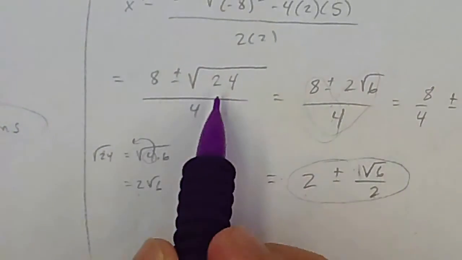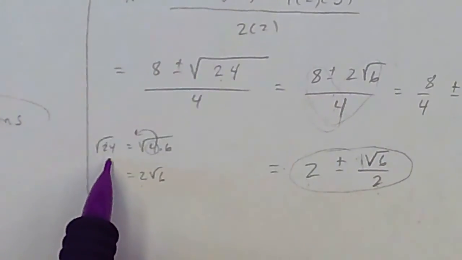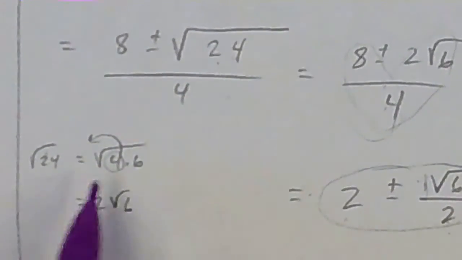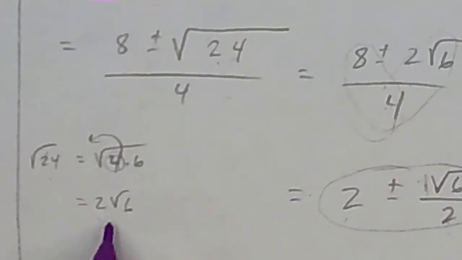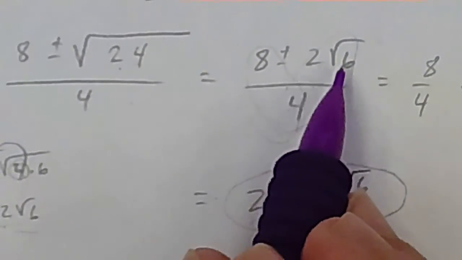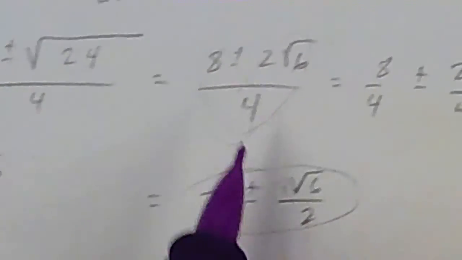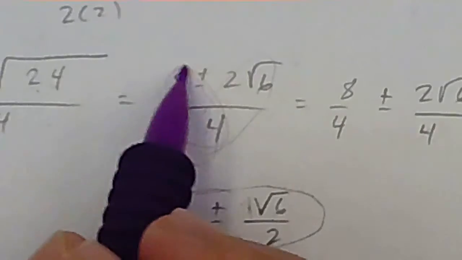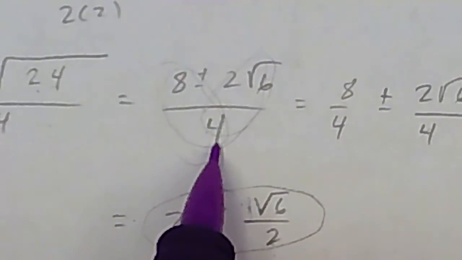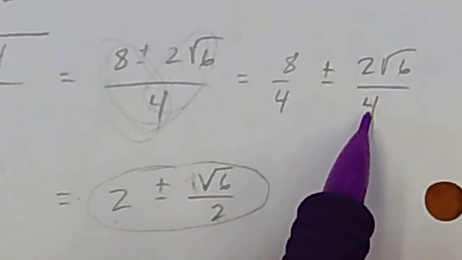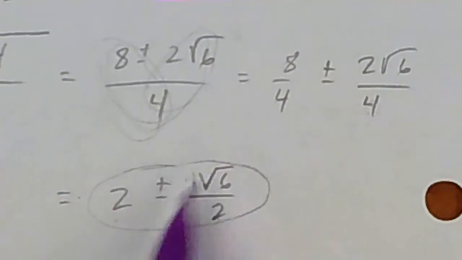Square root of 24 can be simplified. So square root of 24 has 4 times 6 underneath here. So square root of 4 comes out. It's 2 square root of 6. So I put that in right here now. And then you just break this apart to reduce it. The 8's being divided by 4, and that's being divided by 4. Okay. And then 8 over 4 is 2, and then this 2/4 is 1/2.